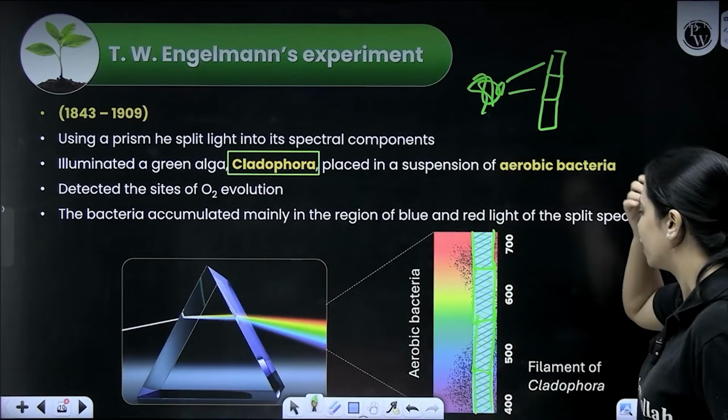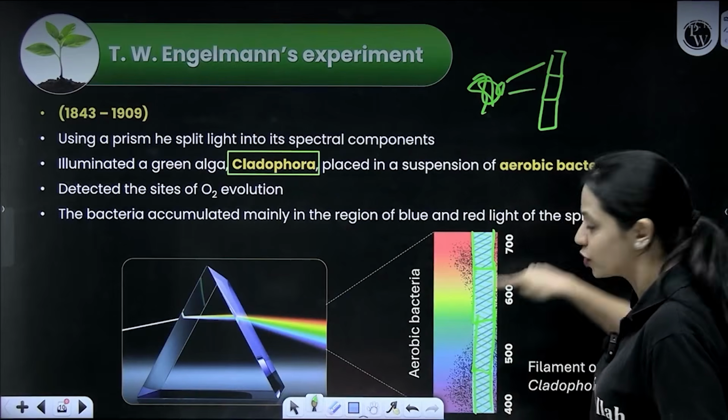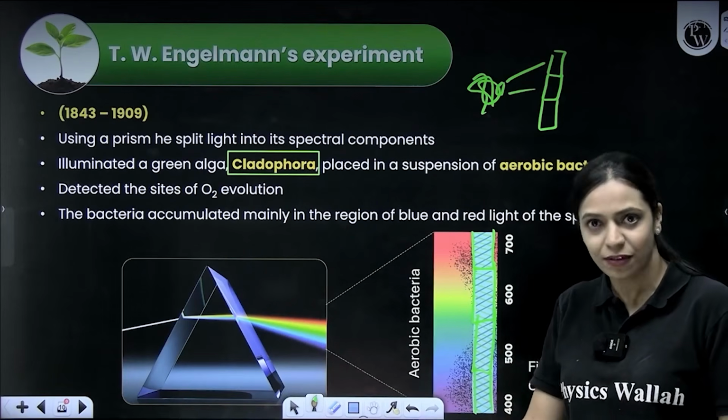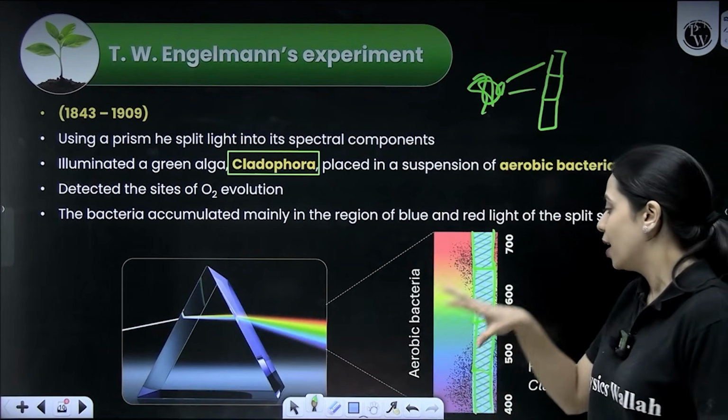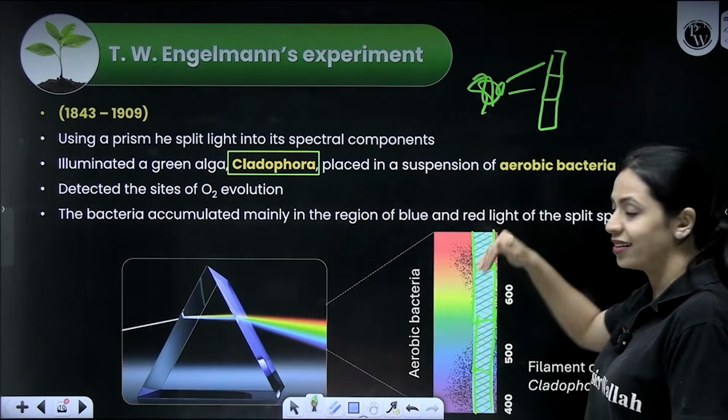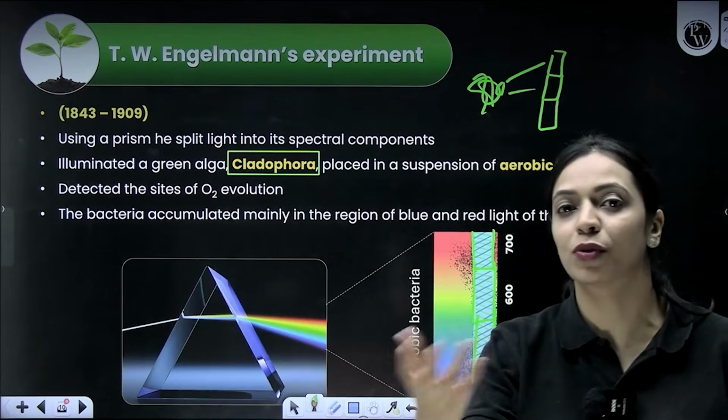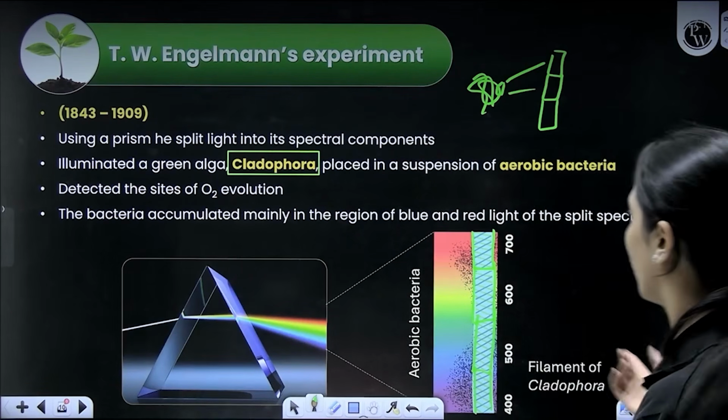So with this, we kind of figured that not all wavelengths of light are equally effective with respect to photosynthesis. Blue and red are more preferred by plants. That is when more photosynthesis happens, is what we got to know.